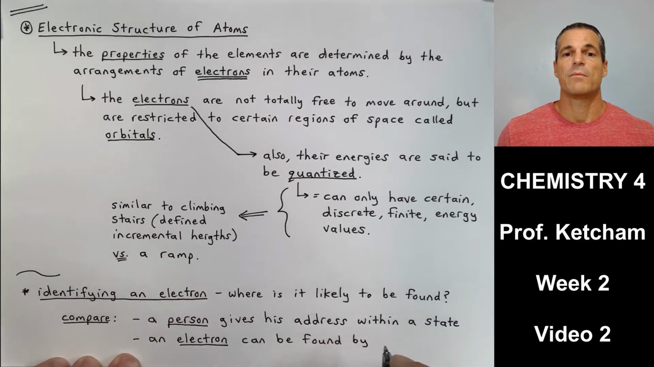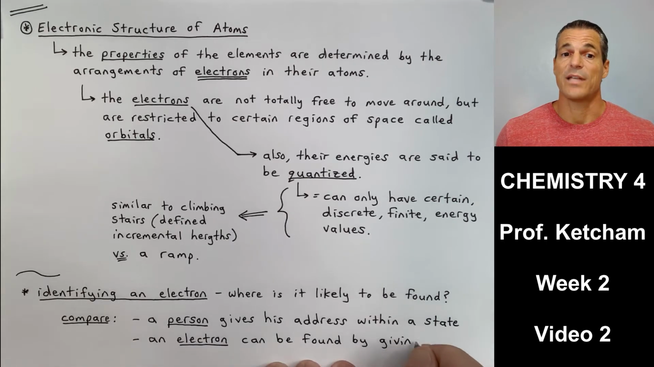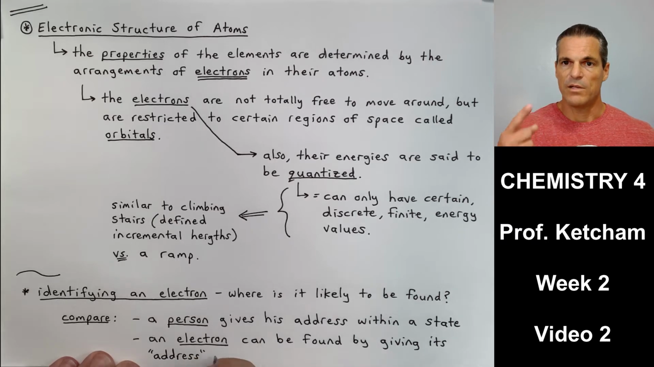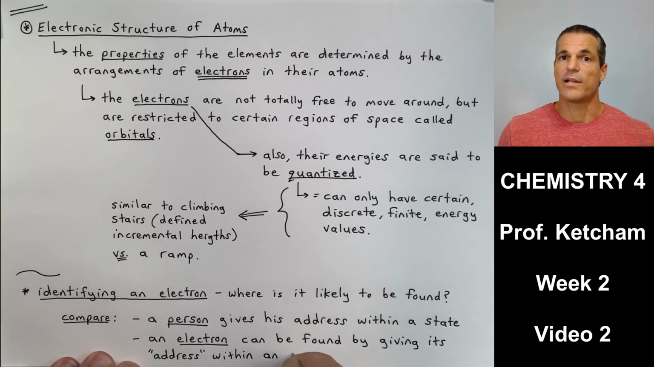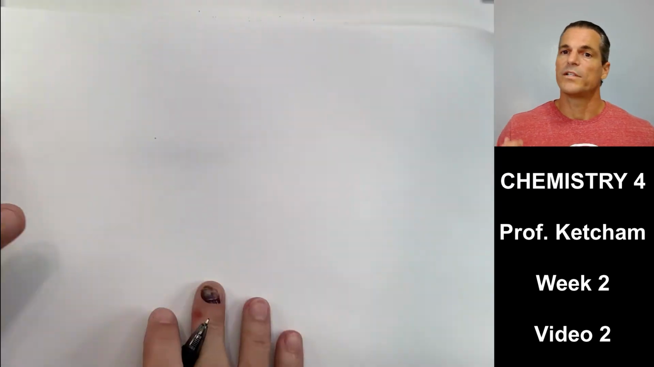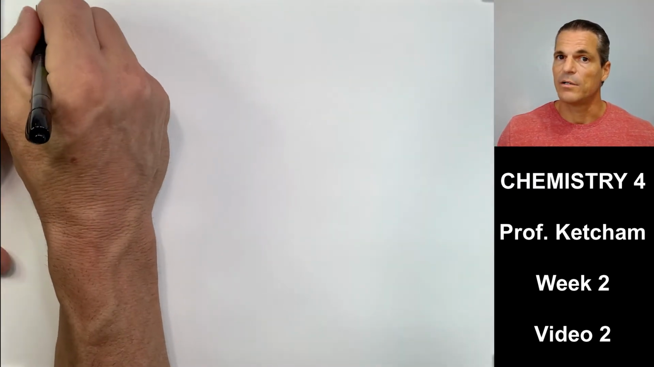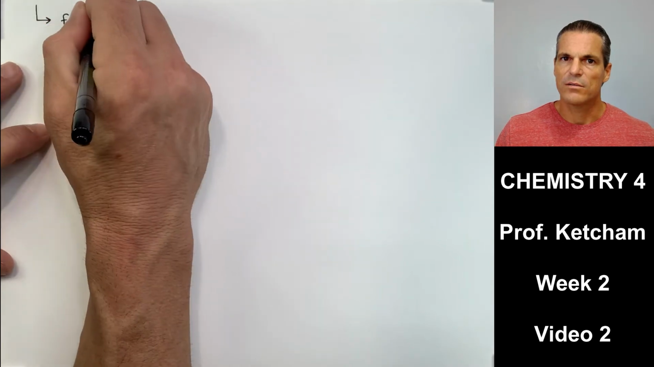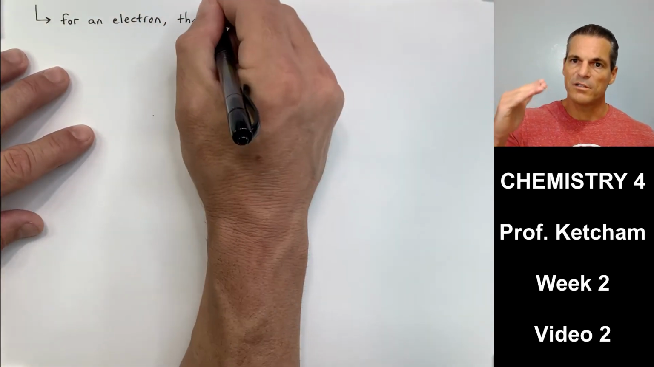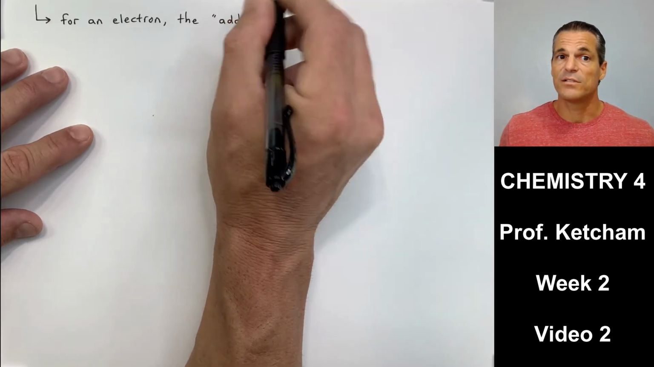An electron can be found by giving its own address. So I can narrow down where a person lives. Give me your state. All right, you're in California? Okay, well, what city in California? Oh, you're in that city. Well, which neighborhood? Oh, you're in that neighborhood. All right, well, then which street? Or what's your house number? You can whittle it down and start to define where each person lives that way.